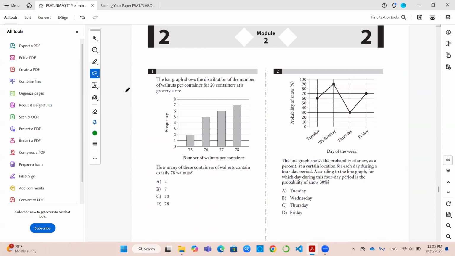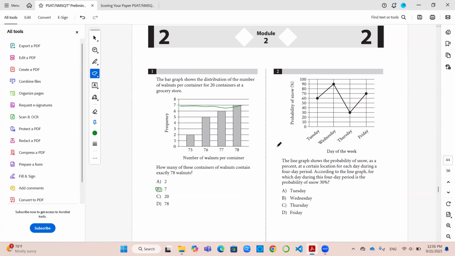The bar graph shows the distribution of the number of walnuts per container for 20 containers at a grocery store. How many of these containers of walnuts contain exactly 78? So over here, 7. So B is the correct answer.